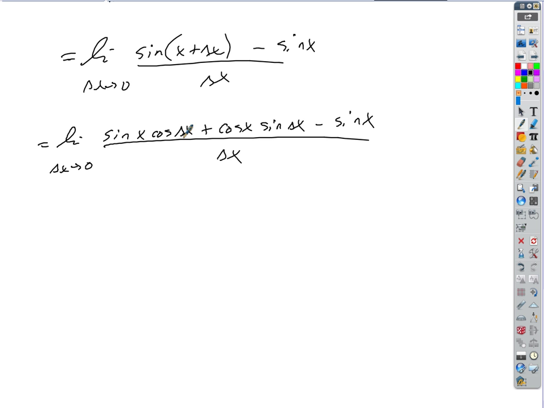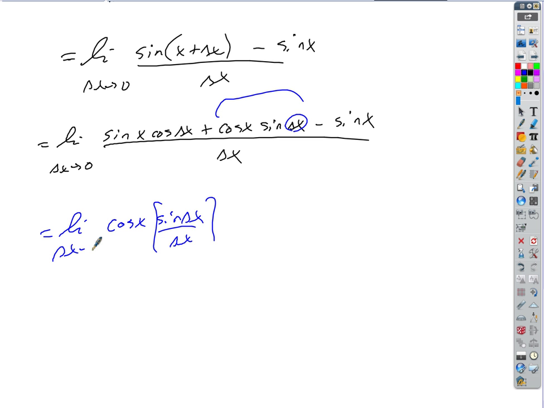Okay, so let's split it up. While we're splitting it up, do you see any one of those terms on top that's going to go particularly well with the one on the bottom? Sine x over delta x. Meaning this one right here? Because I've got the sine of delta x over delta x. So let's take this term by itself. We already know what that one's going to be. What does that limit go to? 1, right? So that's giving us a cosine x.